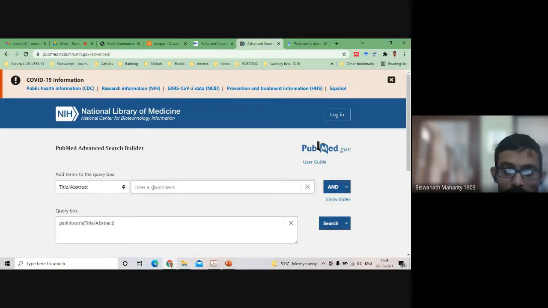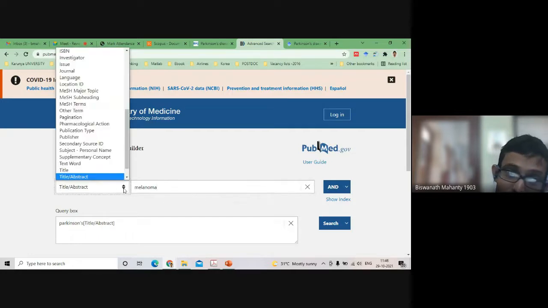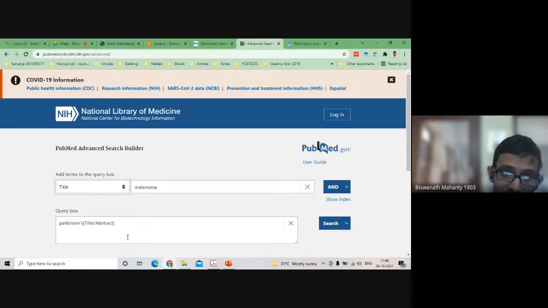Then, for example, I want to look for melanoma. I also want it in the title and abstract. Or if you want, no, I want it directly in the title. You may have a choice: okay, I want melanoma in the title, but Parkinson's in title or abstract. So for example, I am adding.